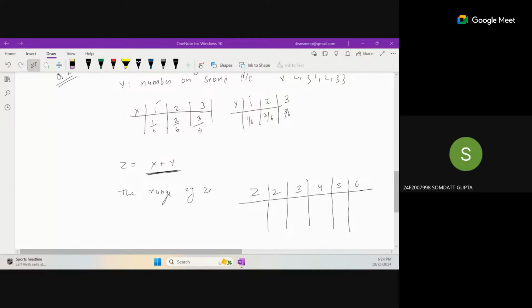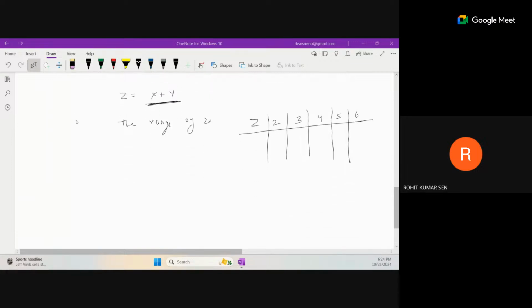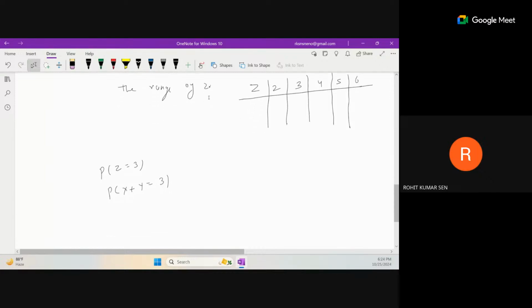Yes, sir. Okay. So now in the next question, what they are asking is, what is the probability of z equal to 3? Probability of z equal to 3 means what? Your x plus y should be equal to 3, right? So how is that possible? It is only possible when x is equal to 1 and y is equal to 2, or when x is equal to 2 and y is equal to 1. Is there any other combination? No, there is no other combination.